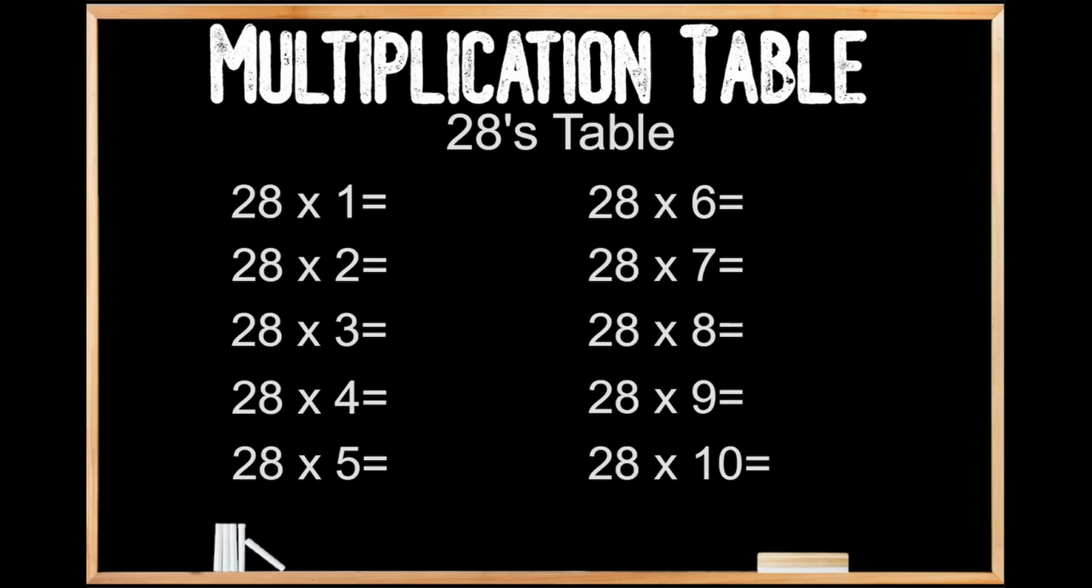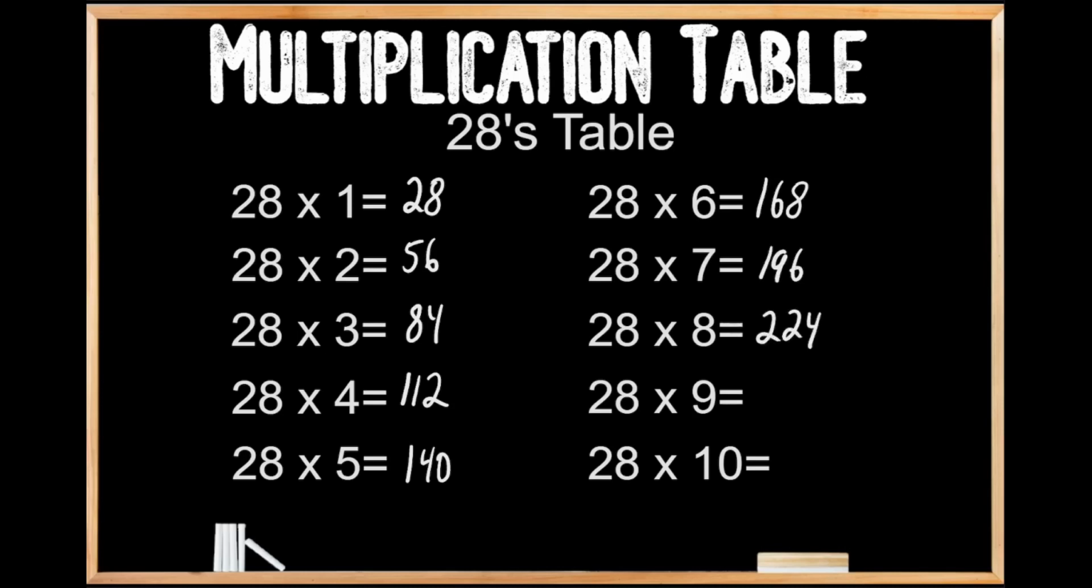28's table. 28 times 1 is 28. 28 times 2 is 56. 28 times 3 is 84. 28 times 4 is 112. 28 times 5 is 140. 28 times 6 is 168. 28 times 7 is 196. 28 times 8 is 224. 28 times 9 is 252. And 28 times 10 is 280.